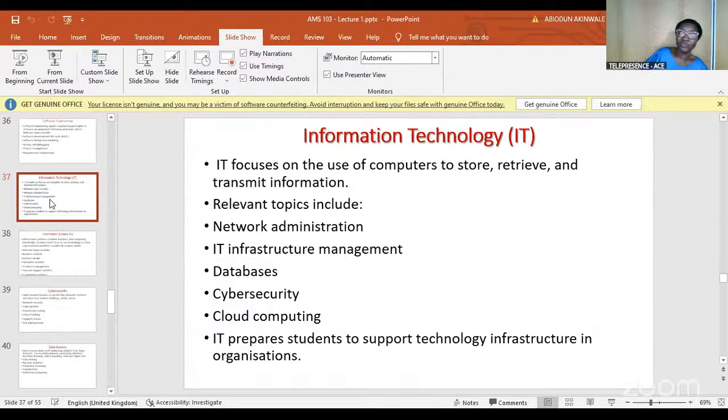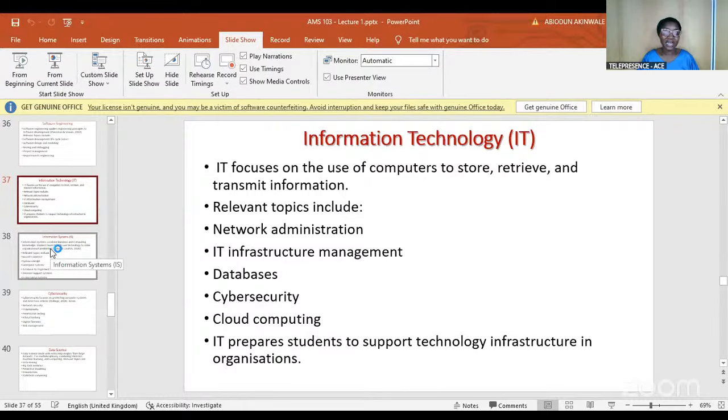It focuses on the use of computers to store, retrieve, and transmit information. So the basic thing you knew was that. But under here now, you have different specializations like network administration. Now we are here in this class. How come we are able to connect? So that is IT. Okay, IT infrastructure management, databases.